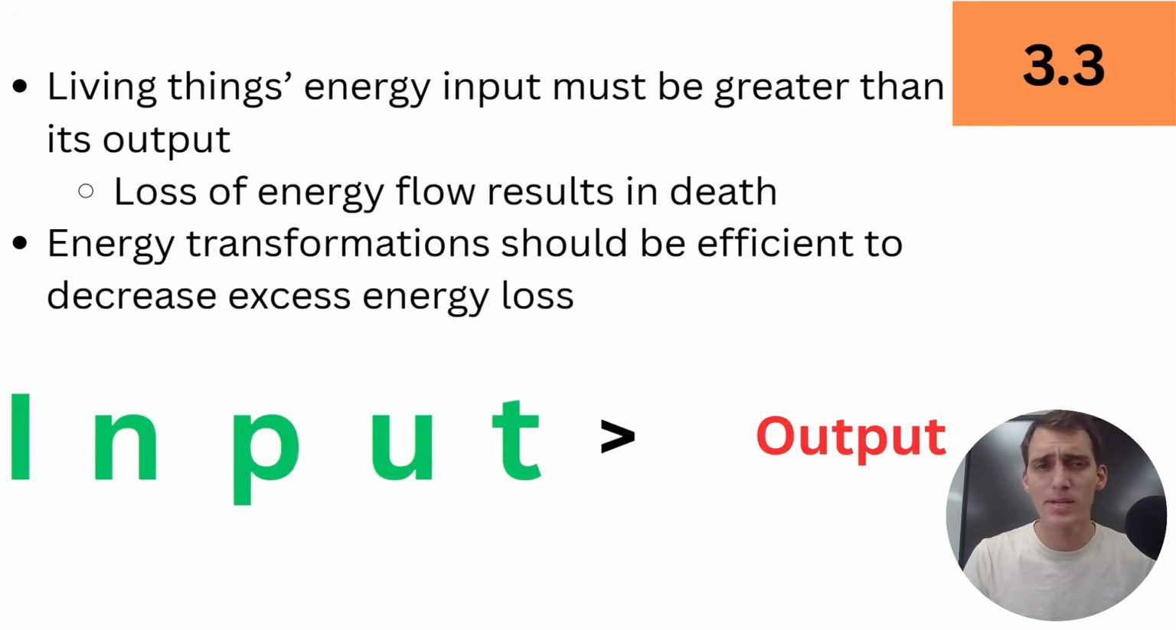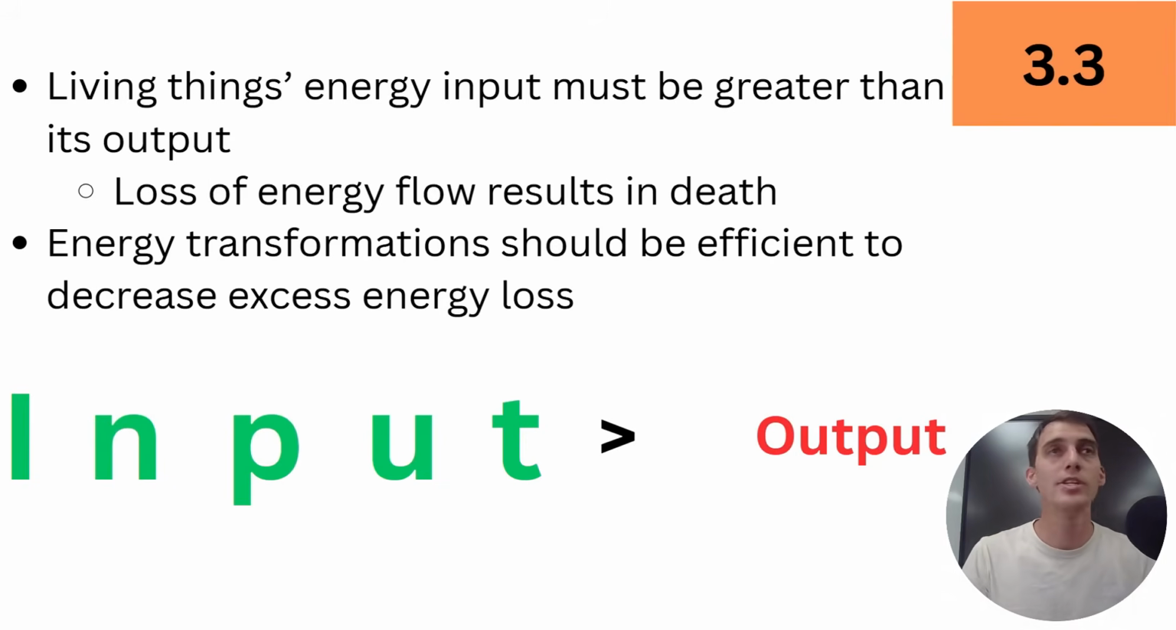Because what do you think happens if your output is greater than your input? Well, you die. You're going to run out of energy eventually, and once you run out of energy, you are not going to be able to have any cellular processes, and that's the end. That's it. So as I put up here, living things' energy input must be greater than its output. Loss of energy flow results in death.